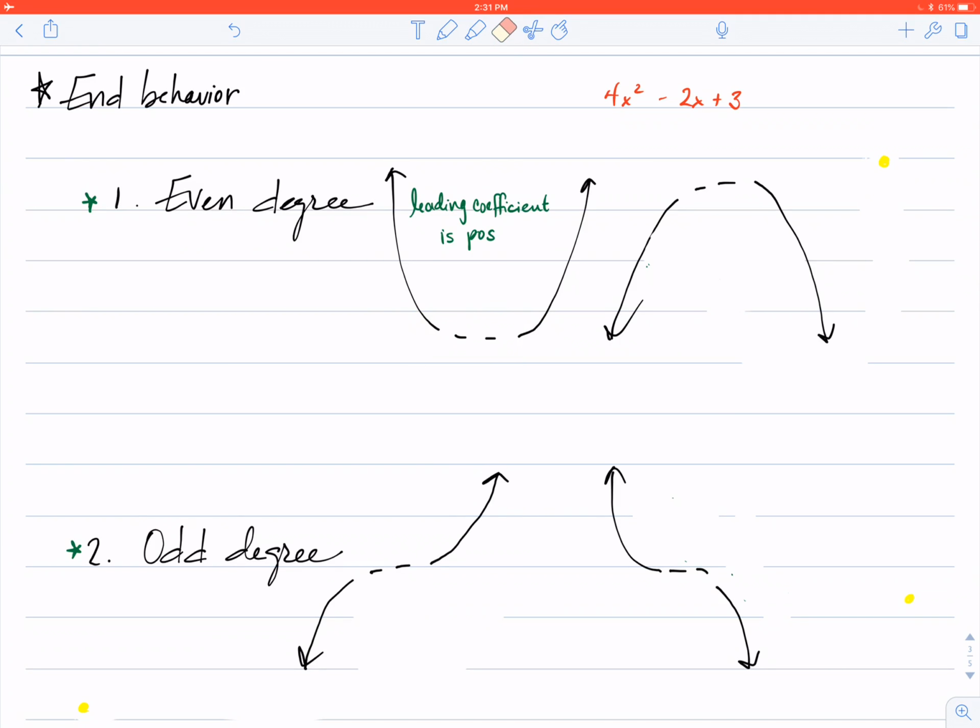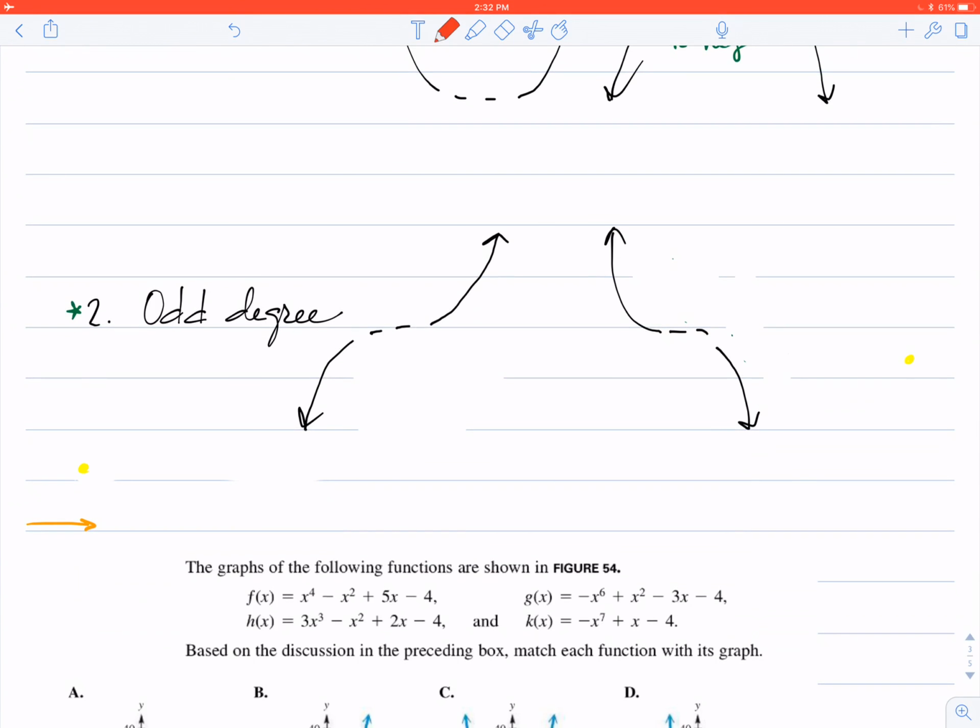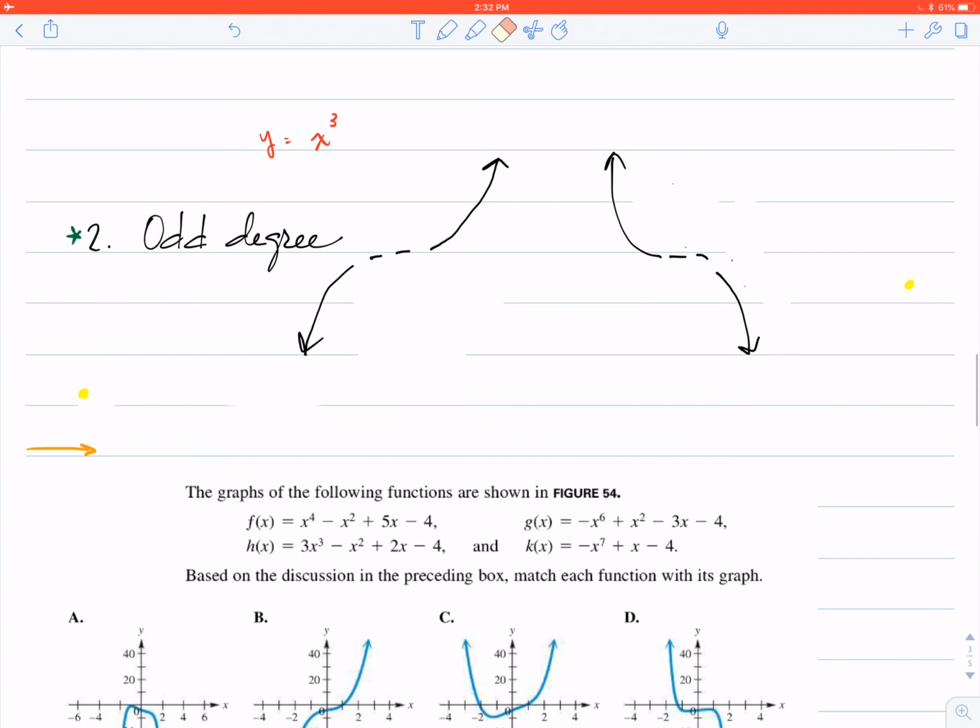Secondly, if both ends are down, that means that my leading coefficient is negative. If you remember from your parent graphs, we had the parent y equals x cubed, where one end was up and one end was down. And this looks a little bit similar to the next picture that I have.